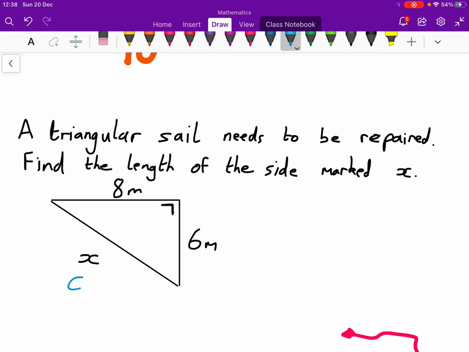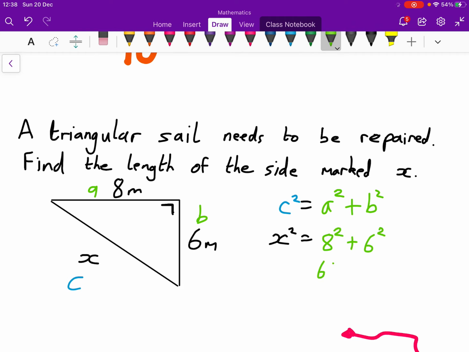So we're going to label that side C. We're going to label the other two A and B. According to the theorem, C squared is equal to A squared plus B squared. In this case, our longest side, our hypotenuse, our C squared, is on its own. The longest side is always on its own. It's going to be X in this case, so X squared. The two shorter sides, the 8 and the 6, are also getting squared and added together. So 8 squared is 64, 6 squared is 36, adding together we get 100. So Pythagoras' theorem is saying that X squared is equal to 100.